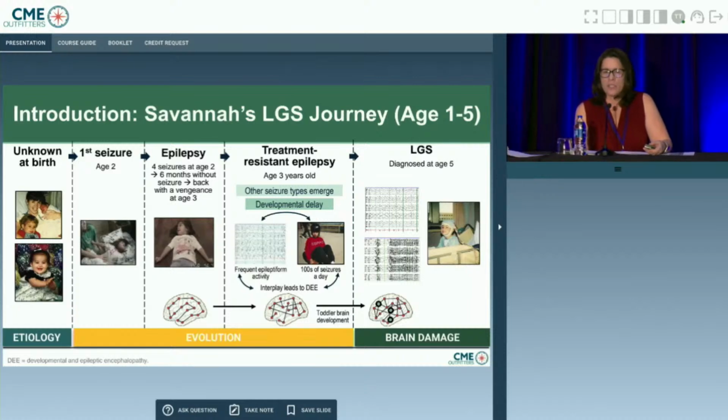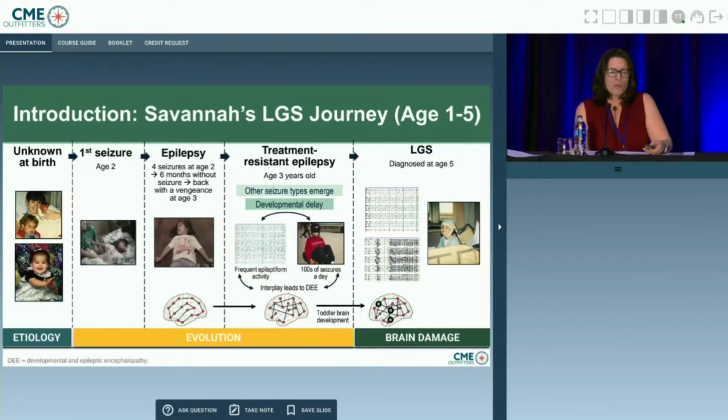We started to treat with different medications, and then this ultimately led to her developing the characteristic EEG features of LGS, which are slow spike and wave and generalized paroxysmal fast activity. But nobody is born with those. They evolve over time in LGS. And she wasn't diagnosed with LGS till the age of 5, but who knows when it really emerged.